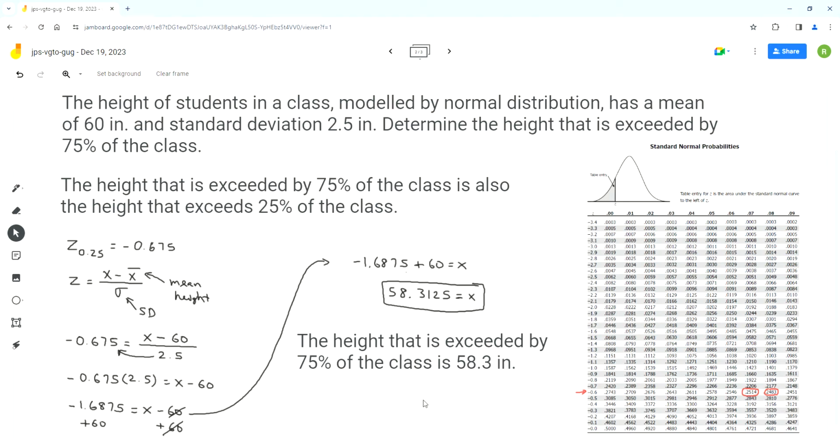I hope you'll find this video useful. Please keep in mind that we are interested in the area under the curve that lies on the left side of the value that we want to analyze, because that's what the z-score table gives us. Since we identified that this height exceeds 25% of the class, the area under the curve that we want to analyze is 0.25. So we find the z-score value for that area under the curve. In this case, we didn't have exact 0.25 in the table, so we use the approximate value.